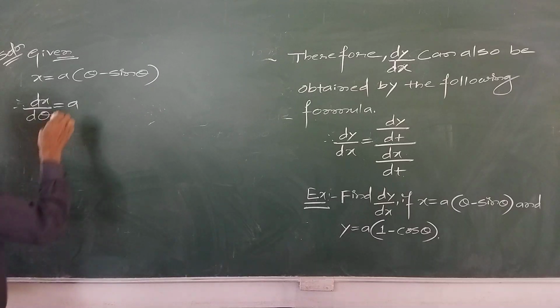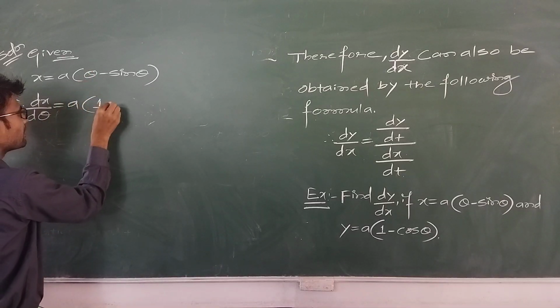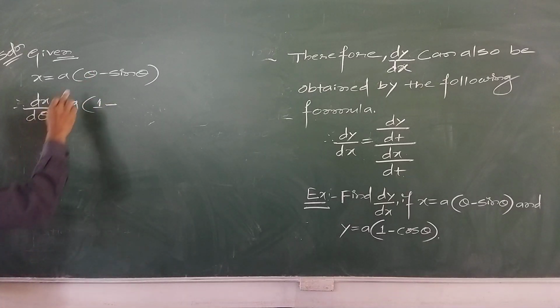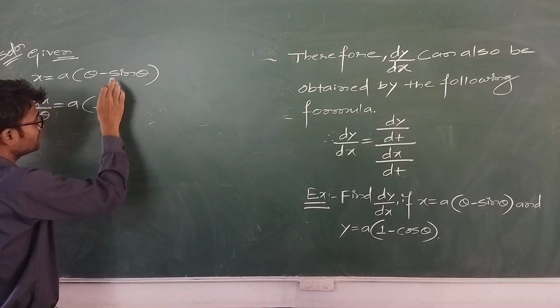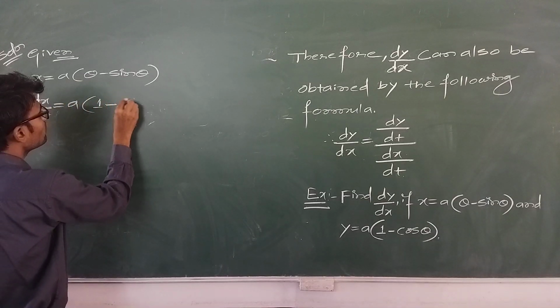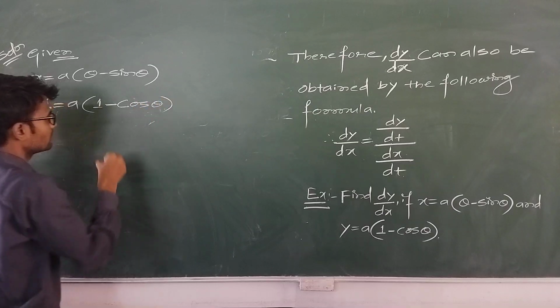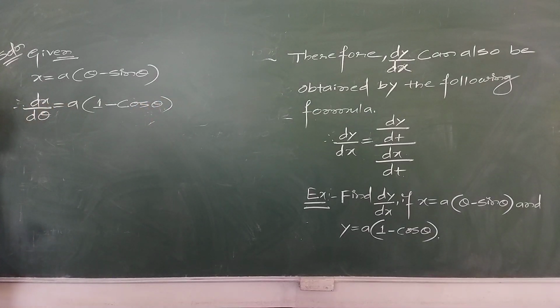You write a outside. The derivative of theta with respect to theta is 1, minus, you write as it is, derivative of sin theta. So, derivative of sin theta is cos theta. So, this is the value of dx by d theta.